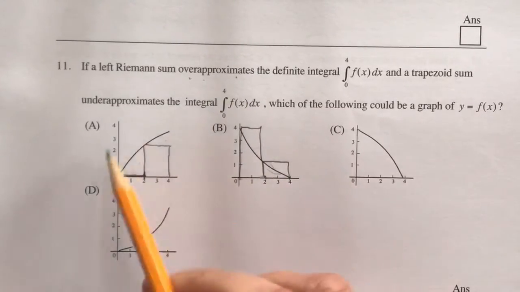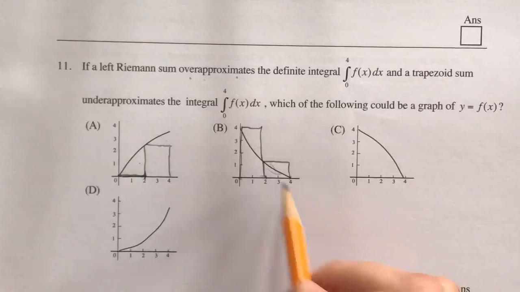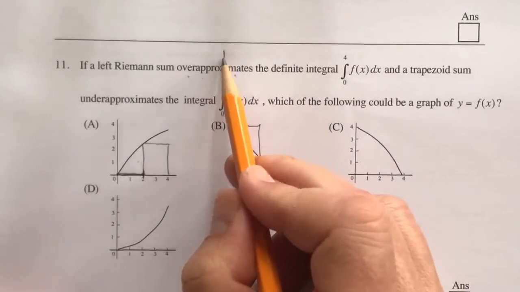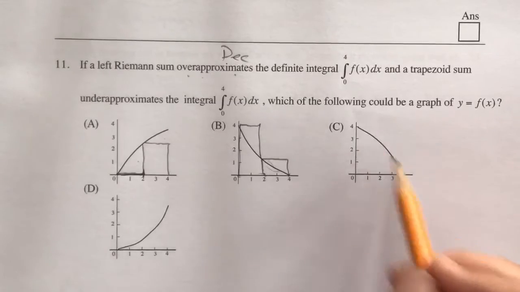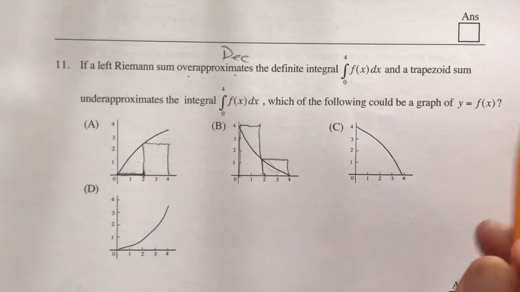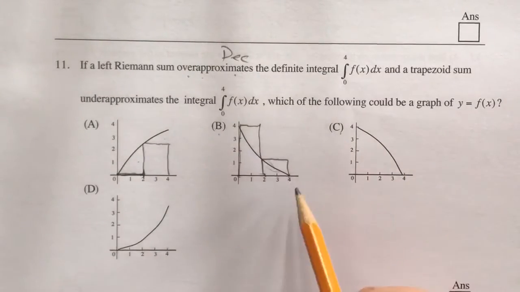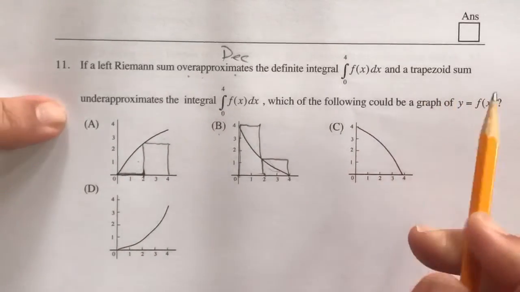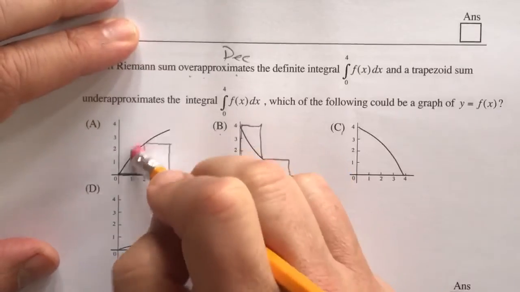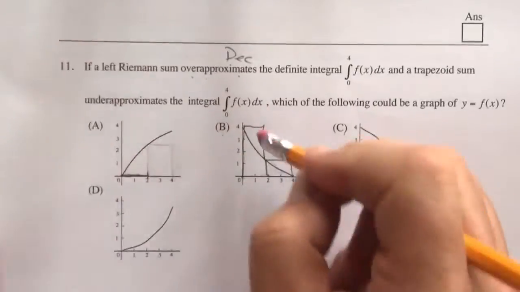Okay, what is B doing that A is not? It's decreasing. See, it's decreasing. So I'm looking for a decreasing function. Well, this one also decreases. All right, so how do I know if it's either B or C? It says the trapezoidal sum under approximates. All right, so now I gotta go back here. It's between B and C.